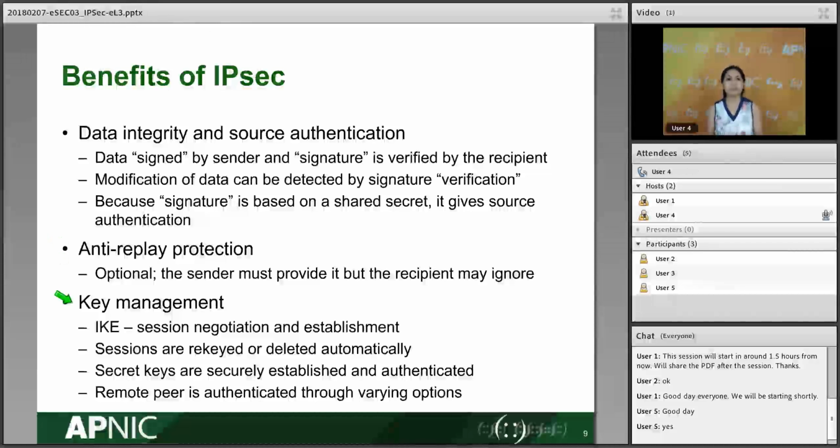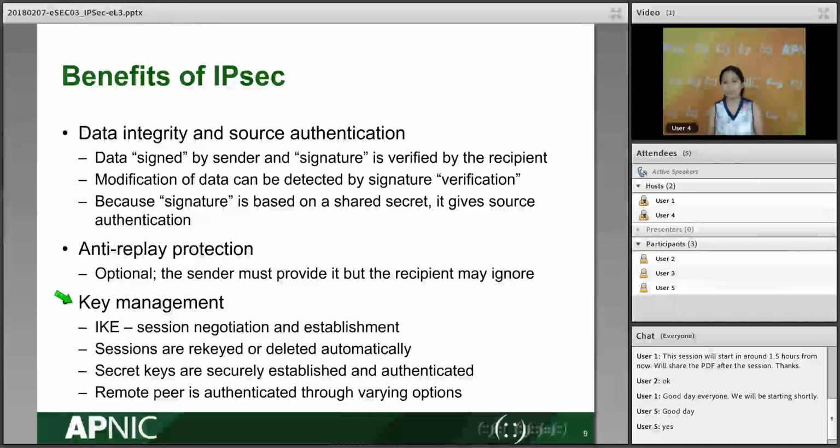I mentioned earlier that you can manage keys manually in IPsec, but usually you don't really do that. So IKE, Internet Key Exchange, and also ISAKMP, Internet Security Association and Key Management Protocol, are used for this purpose. You have to establish sessions in IPsec, and usually it's not just one session. These sessions also expire at some point.